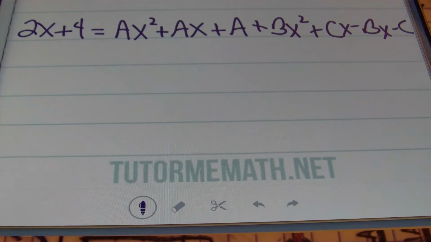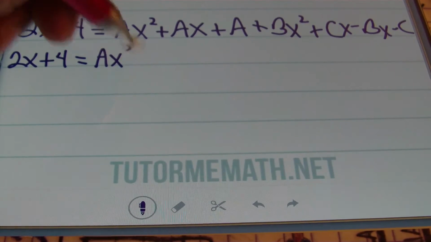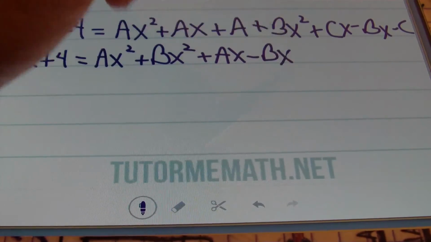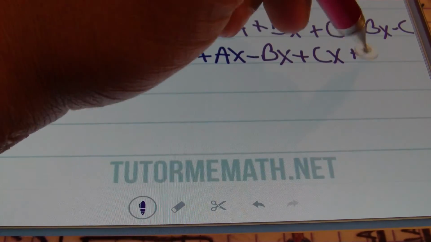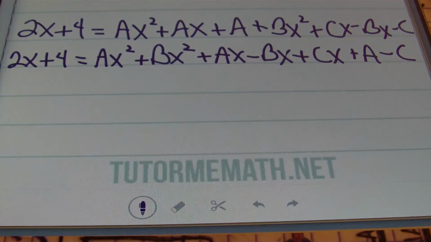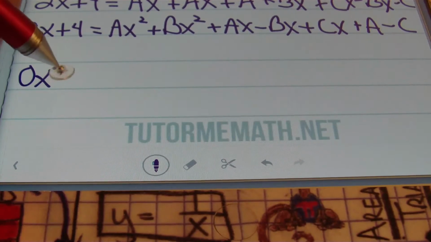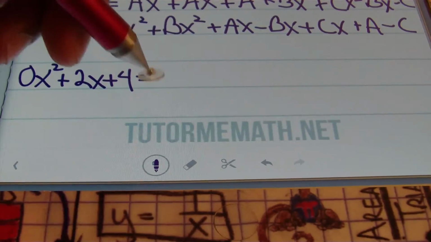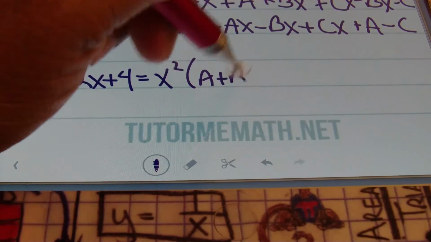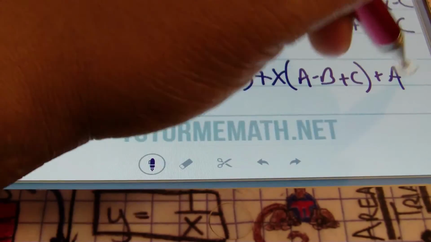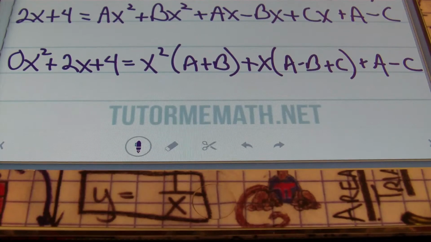From here, you want to group your like terms together on the right side of the equal sign. So I'll have 2x plus 4 equals ax squared plus bx squared plus ax minus bx plus cx plus a minus c. Then we'll be factoring out our variables as well as showing all of our terms that may be missing on the left side of the equal sign. So I'm going to rewrite this as 0x squared plus 2x plus 4 equals x squared times (a plus b) plus x times (a minus b plus c) plus (a minus c). This is what I have after I factored out my variables.